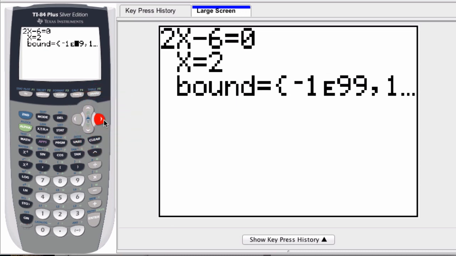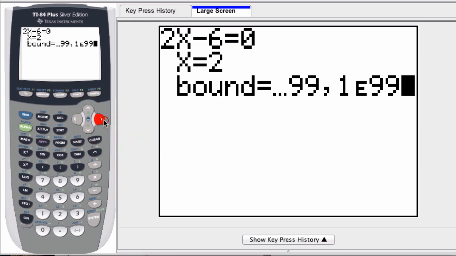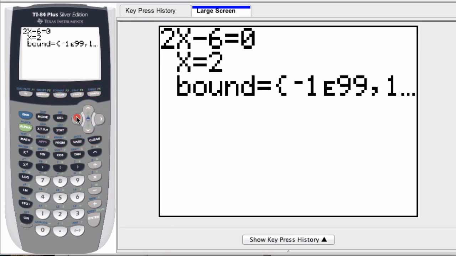This is negative 1 times 10 to the 99th. You can imagine it's a very, very large negative number. And here, 1 times 10 to the 99th, the opposite, a very large positive number. So it's going to look between those two ranges for answers. You can change that range if you want your calculations to go faster. But for simple equations like this, it's not going to really matter.